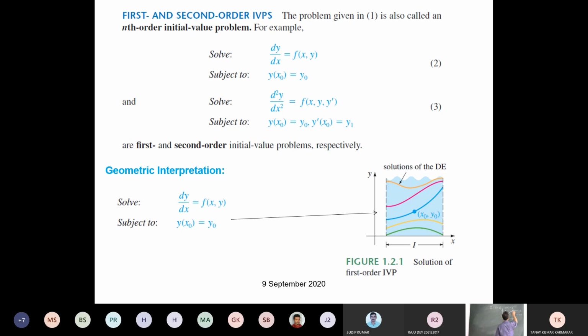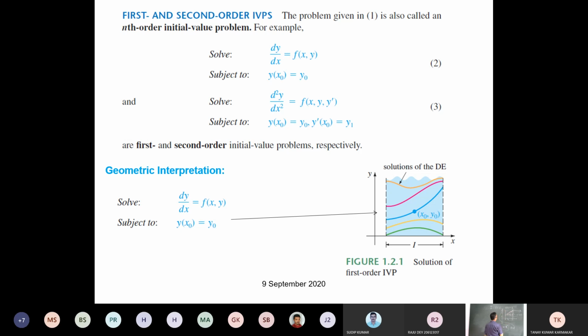of this solution curve along the y-axis. The y-axis is also nothing but a real line, right? This is R2. We are considering R2 here, that is the xy plane. So this R2 is simply R cross R, and this R is nothing but the y-axis.